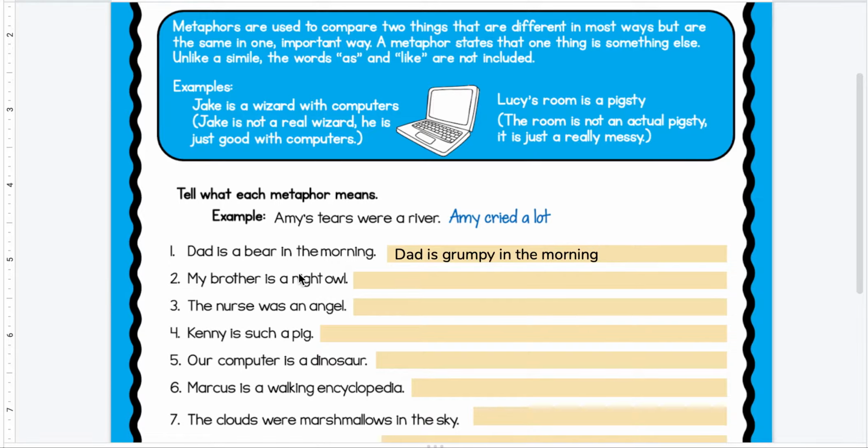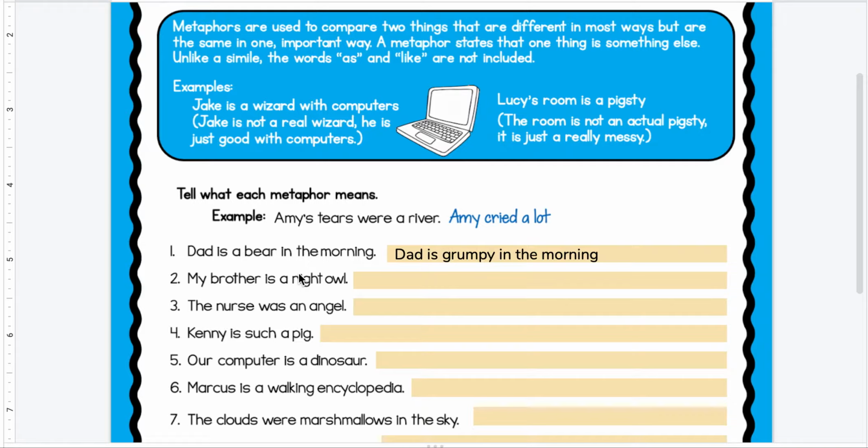So it says, Dad is a bear in the morning. That means that Dad is grumpy in the morning, right? Because bears are typically angry and grumpy, and they don't really like people. So a dad being a bear in the morning means that he's probably kind of grumpy when he first wakes up. So that one was already done. I did that in our small groups this morning. For those of you who joined, you got that help this morning.